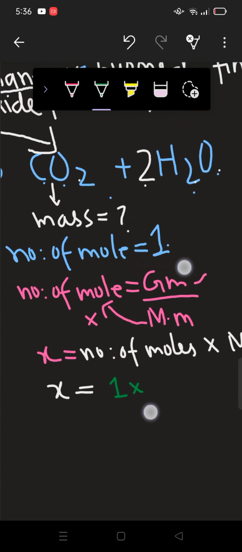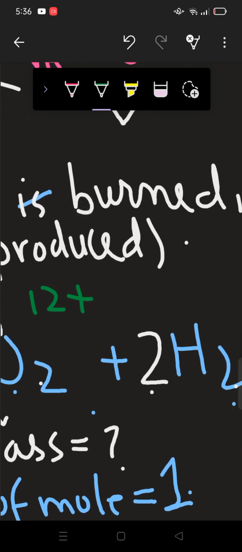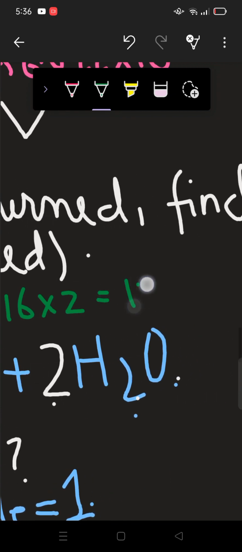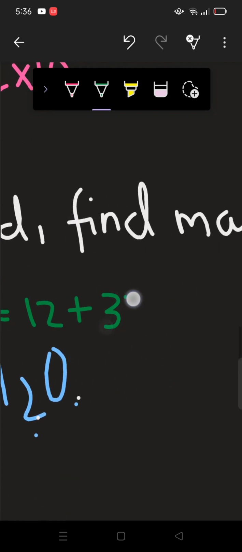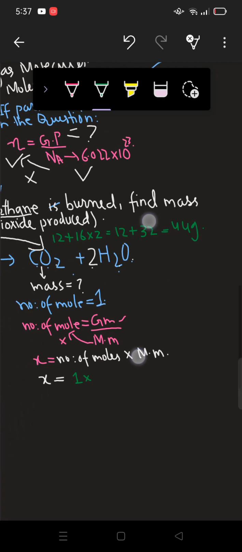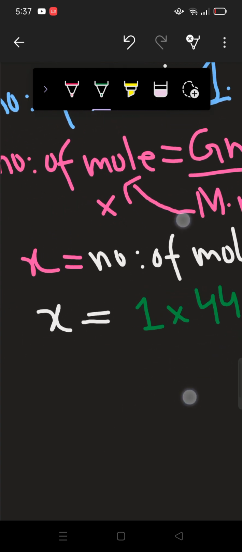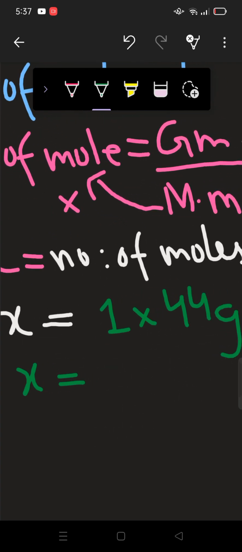And what is the molar mass of carbon dioxide? We know that the mass of carbon is 12 plus the mass of oxygen is 16, and we have 2 atoms of oxygen, right? So 12 plus 16 twos are 32. 32 plus 12 we get 44. So 44 gram is the molar mass of carbon dioxide. So 1 into molar mass of carbon dioxide is 44 gram. Thus we get the given mass of carbon dioxide as 44 gram.